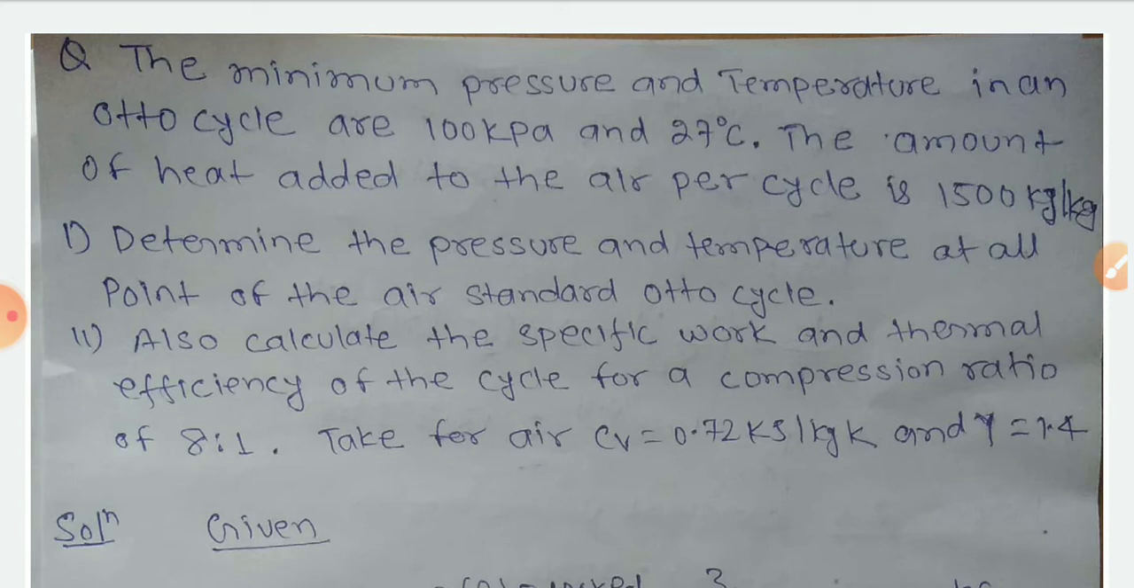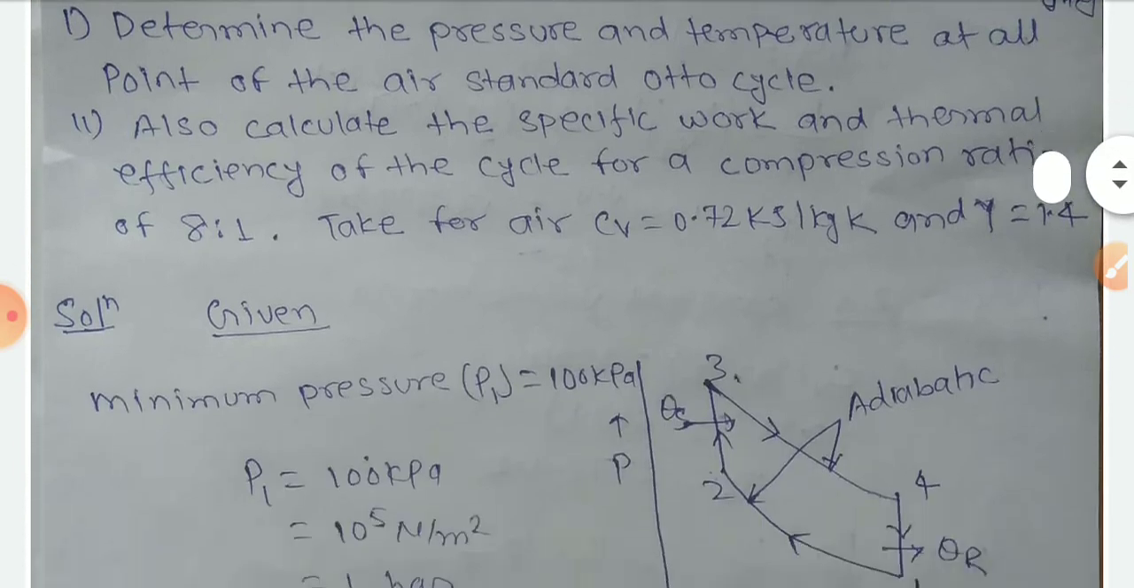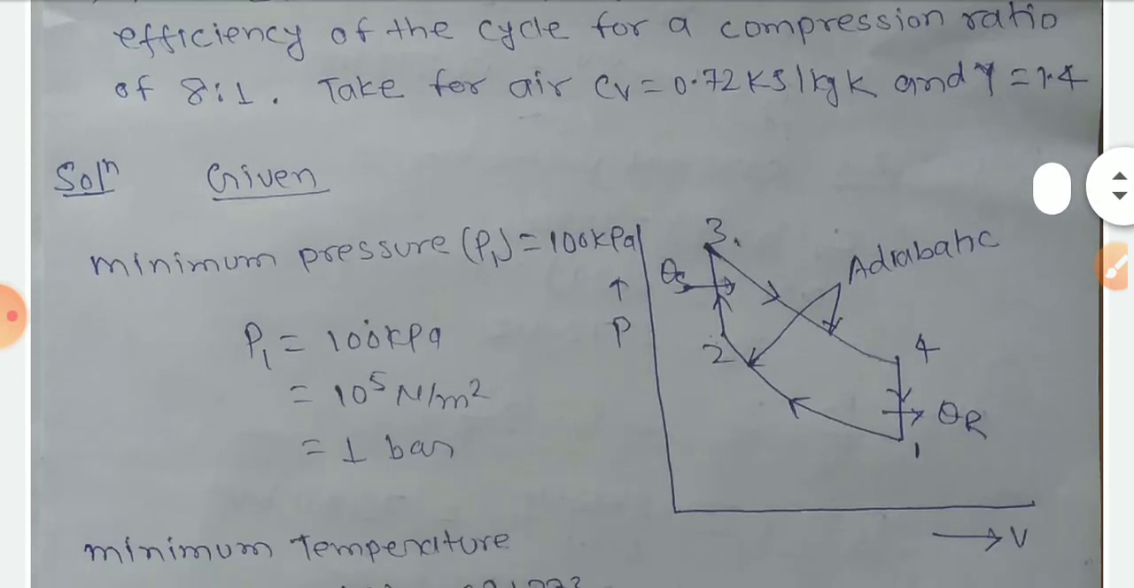And the second part is to calculate the specific work and thermal efficiency of the cycle for the compression ratio 8 by 1. Take for air Cv equal to 0.72 kilojoule per kg Kelvin and gamma is 1.4. So first you have to know what is given in this problem and what you have to calculate. First I am going to draw the PV diagram of the Otto cycle.